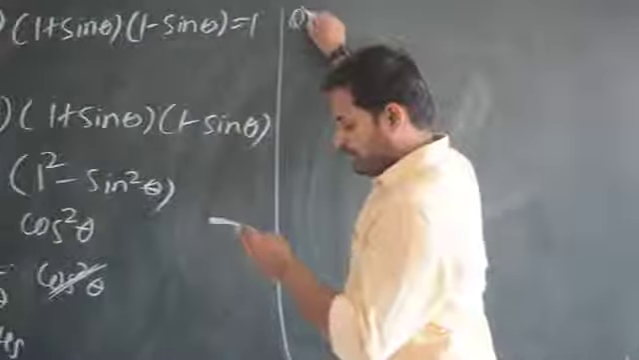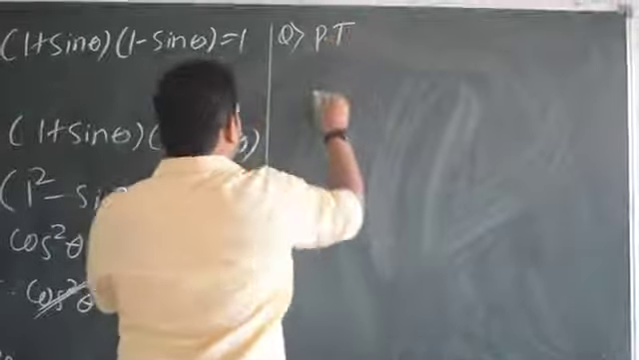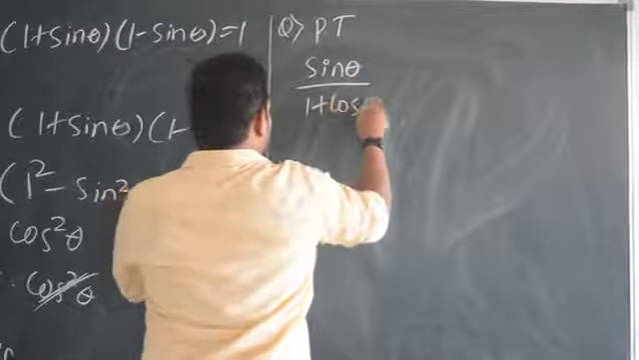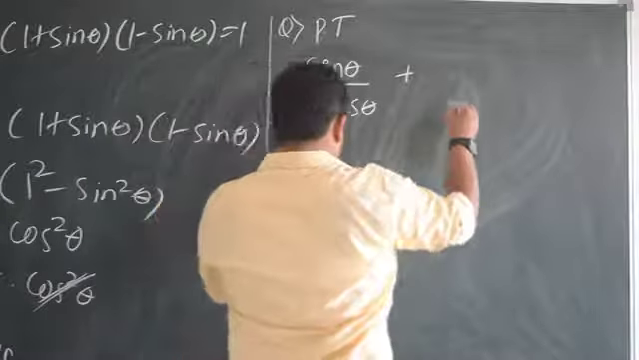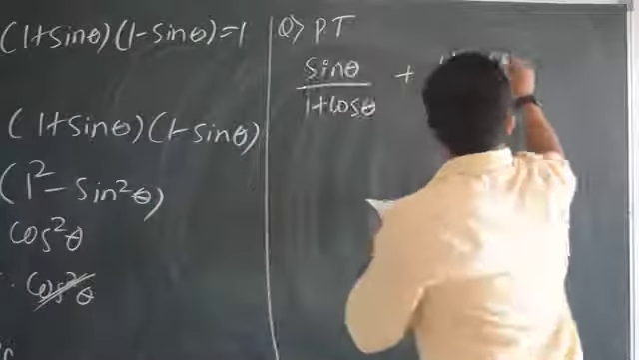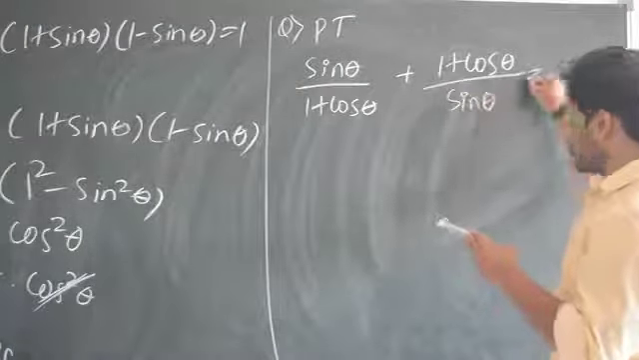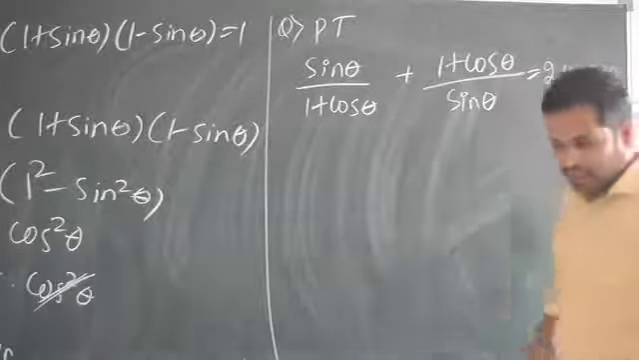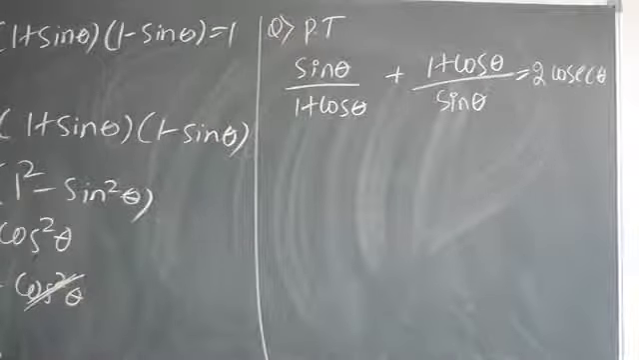Let us take the question. How the question is asked. Now they are asking you to prove that sin theta divided by 1 plus cos theta, plus 1 plus cos theta divided by sin theta, is equal to 2 cosecant theta. Okay, this is an interesting problem now. This becomes very interesting now. Try to solve it. Please write down the problem. I hope everybody is understanding what I am trying to say.